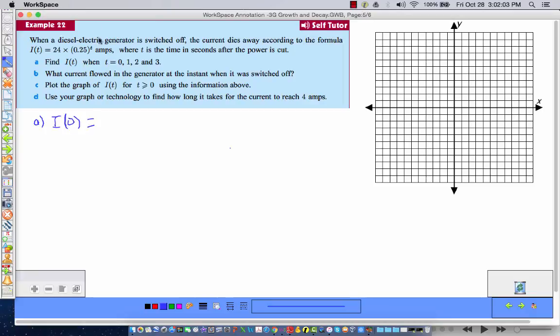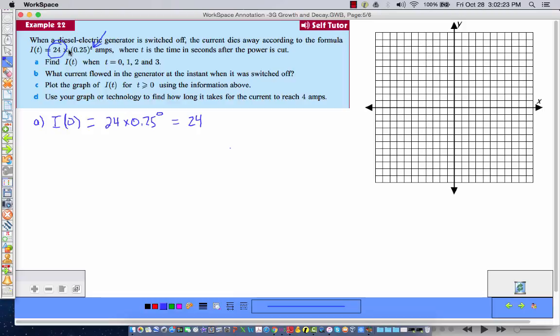And if you look at this, I'm replacing the t there. So that would be 24 times 0.25 to the 0 power, which is 1. So that's going to be 24. Obviously, it should be that. Before you start, it should be 24 amps. Oh, they didn't tell us that.